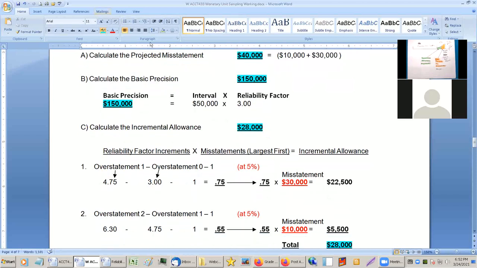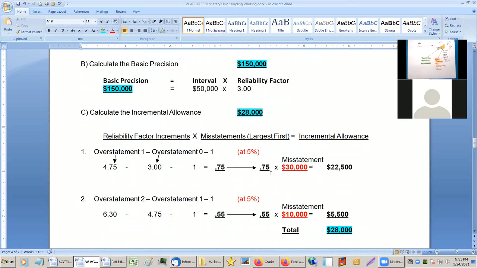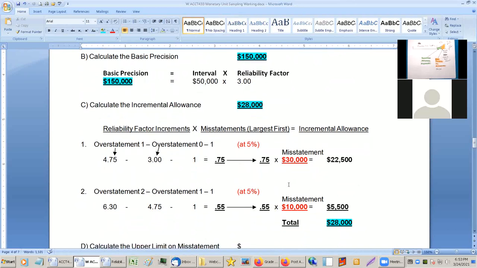And again, you'll notice that it makes a difference how big it is, right? The larger this is, the larger this incremental allowance is going to be. If this was 3,000, this would be much less, and so on and so forth. So it makes a difference what size the error is. So small errors, small incremental allowance. Large errors, large incremental allowance.